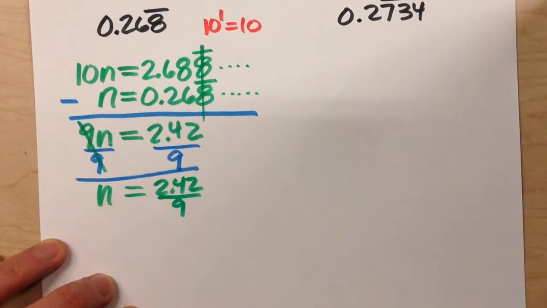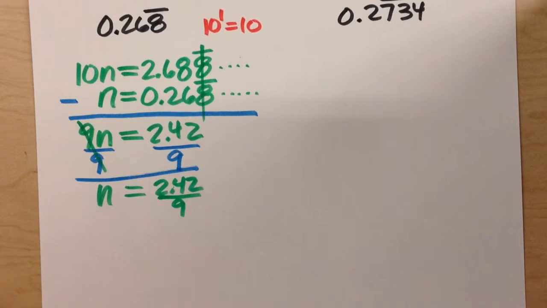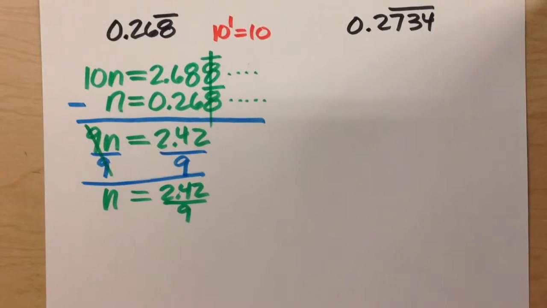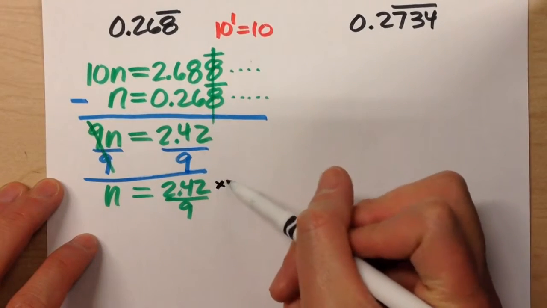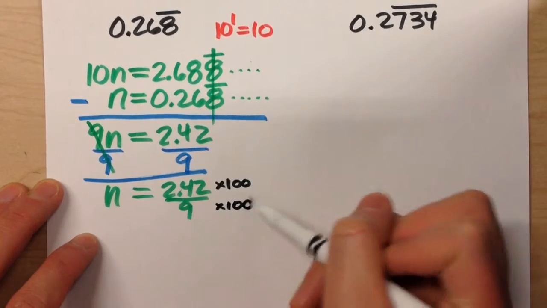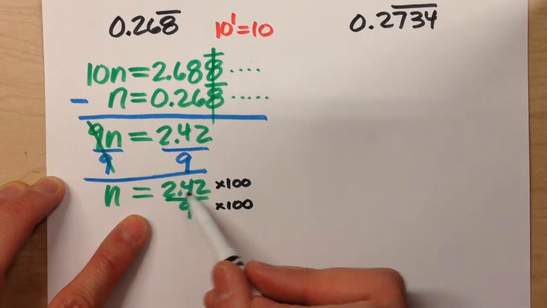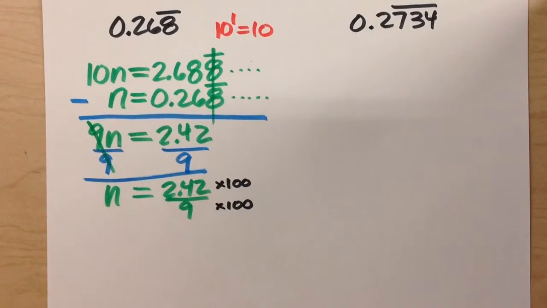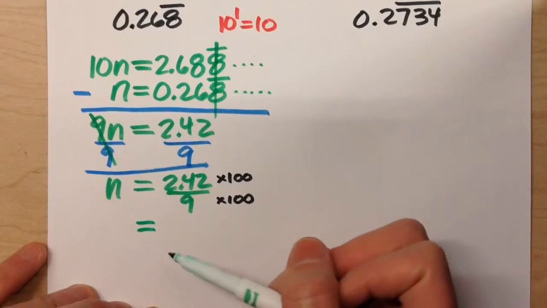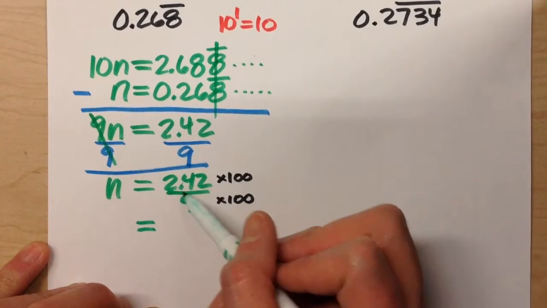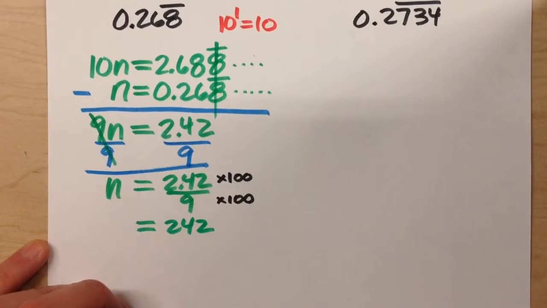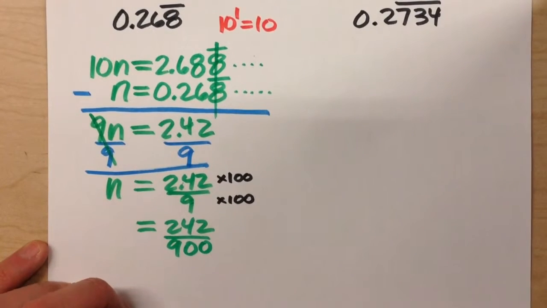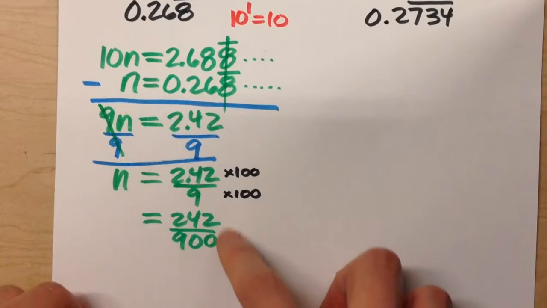2.42 over 9. And technically, that is a fraction, but we aren't allowed to have decimals in our fraction. So what I'm going to do is multiply the top and bottom by 100. And the reason I picked 100 is because I need to multiply this by something to move that decimal over. And I know if I multiply this by 100, it'll make the top number a whole number. 2.42 times 100 gets me 242. Over 9 times 100, 900. And look, I have a fraction that's all whole numbers now.